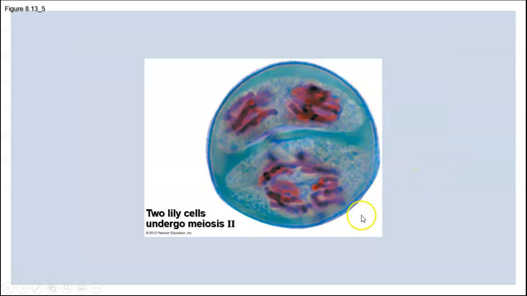All right, here we have some lily cells that are undergoing meiosis. You can see here the two daughter cells that formed, and here's the second pair of daughter cells that are forming from this one, just to show you that you can actually see it under the microscope like that.